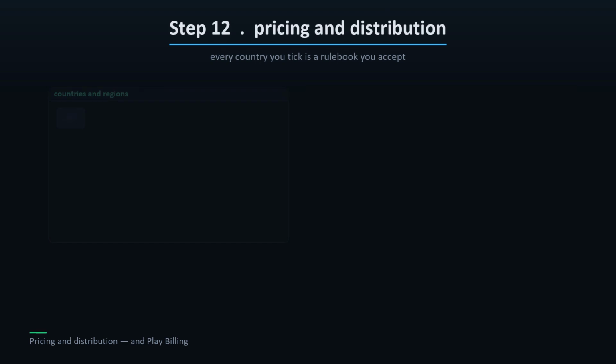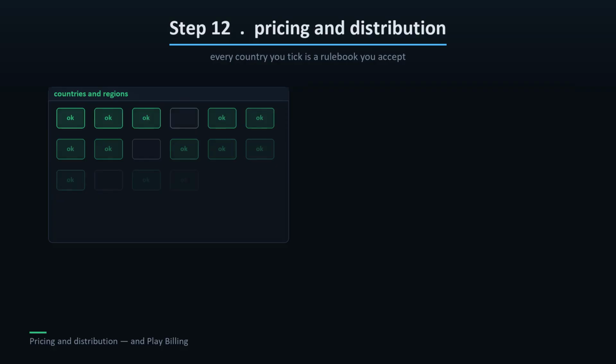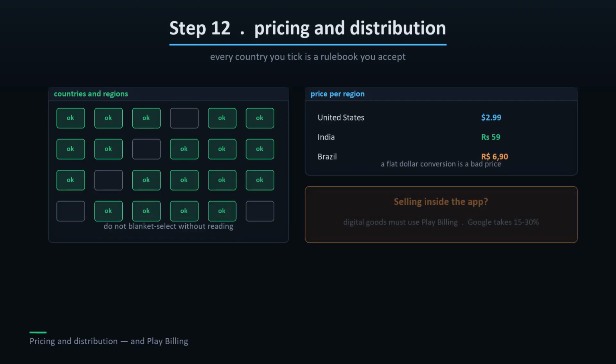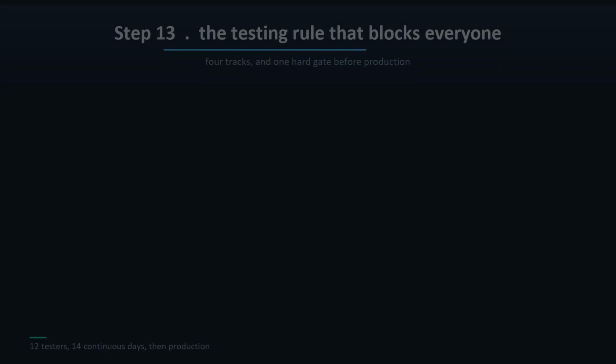Pick the countries you want, and remember you are agreeing to each one's rules, so do not blanket select everything without thinking. Set the price per region if you are paid, because a flat dollar conversion is a bad price in most markets. If you sell anything inside the app, digital goods must go through Play billing, and Google takes 15 to 30%, depending on your revenue and program. This is the rule that surprises everyone.